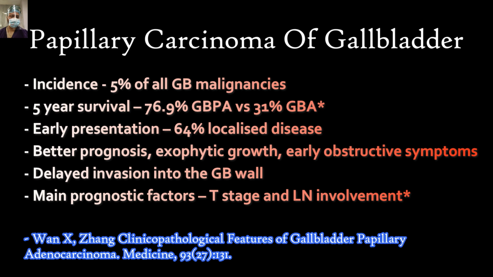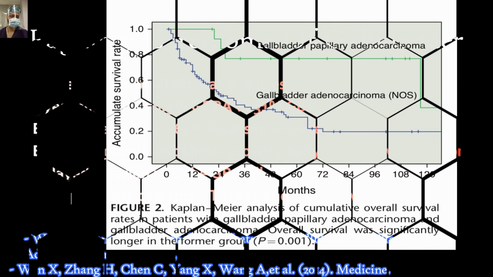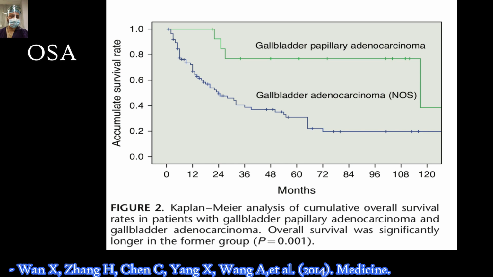So delayed invasion into the GB wall, that you must have appreciated in the case scenario which I discussed, because there was a large mass occupying the whole lumen of the gallbladder, but still it was not invading into the liver, and the GB wall was also looking normal, with a well maintained contour. These are the Kaplan-Meier survival curves, and you can very well appreciate that the survival is much better in case we are dealing with the papillary adenocarcinoma.